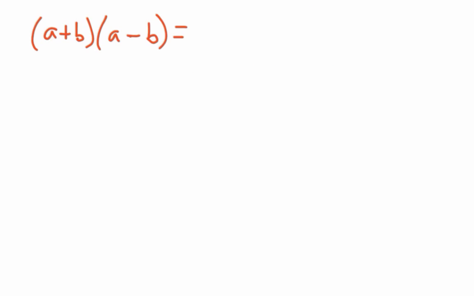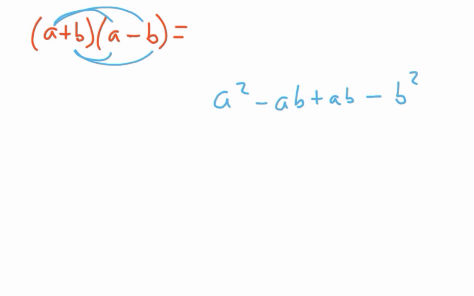So if we were to FOIL this thing here, I maybe wouldn't do the FOILing, but when we FOIL, we do a times a, right? Which is a squared. Then outside is positive a times negative b, minus ab. Then we do the inside, which would be plus ab. And then last is going to be positive b times negative b, minus b squared. And just like always when we FOIL, you can take those two middle terms and combine them.